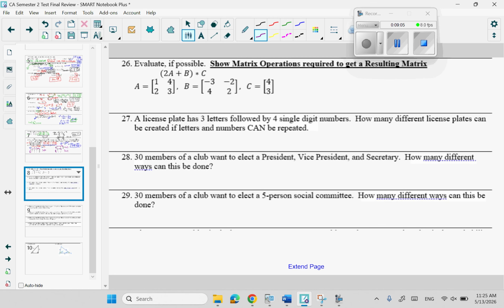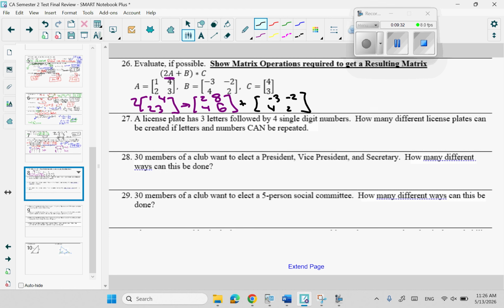Evaluate, so I would do 2A first. So I'm going to distribute the 2 to every single element here. So this is going to be 1 times 2, which is 2, 4 times 2, which is 8, 3 times 2, which is 6, 2 times 2, which is 4. Now I'm going to add it onto the B matrix. So -3, -2, 4, 2.